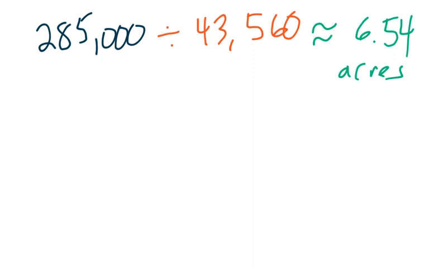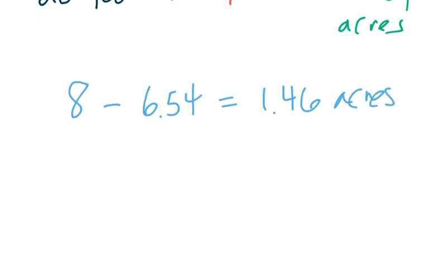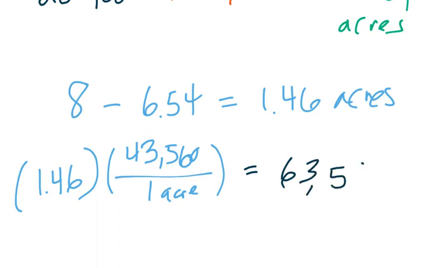The extra land that he purchased with the $10,000 was 8 acres. So we're going to take those 8 acres, subtract this other part, and that gives us 1.46 acres. We need to turn that back into square feet so we can figure out the cost per square foot. So we can take the 1.46 acres and multiply it by 43,560 square feet per 1 acre. That gives us a final answer of 63,597.6 square feet.